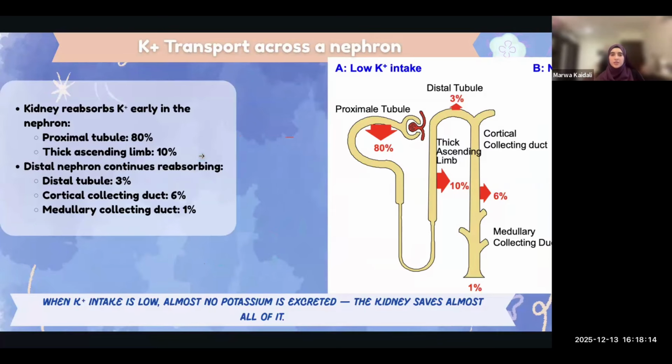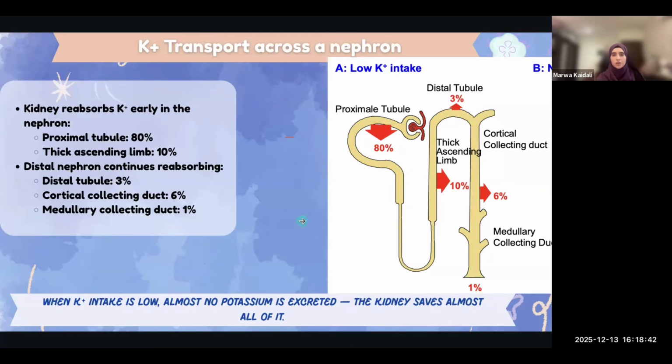Now we're going to look at potassium transport across a nephron depending on our diet. Okay, so let's say we're taking a low potassium diet. That means that we're going to try and retain as much potassium as we can because we're not taking a lot of potassium, so we're going to try and save it. As you can see over here in the tubule, we're going to have reabsorption throughout the nephron: in the proximal tubule, in the thick ascending limb, the distal tubule, and also in the collecting duct.